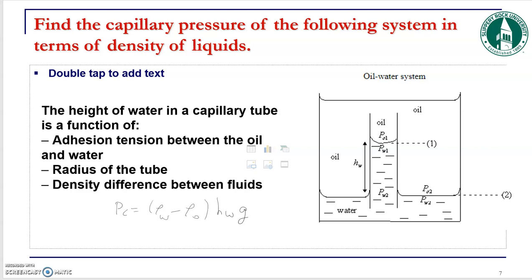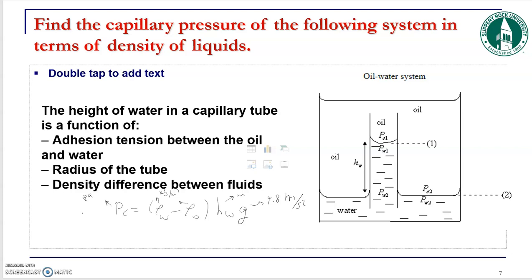system of units, which is the SI unit. So in this equation you have to use Pascal for pressure, kilogram per cubic meter for both densities, and meter for the height, and g is 9.8, right? Meter per square second.